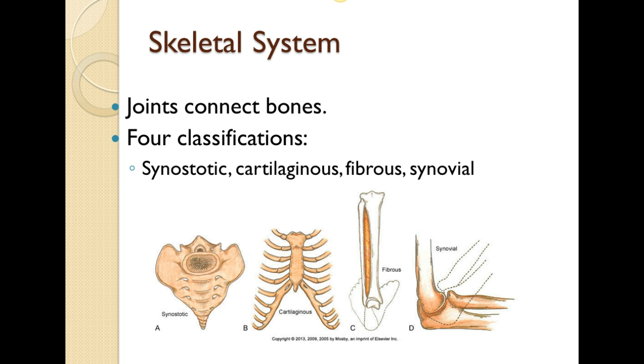The synovial joint is a freely movable joint in which surfaces are covered by articular cartilage and are connected by ligaments lined with synovial membrane. An example is the joining of the humerus with the radius and ulna, which is a pivotal joint.